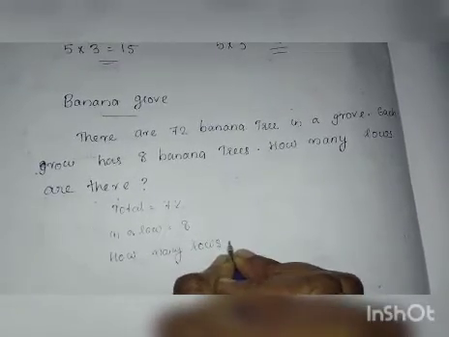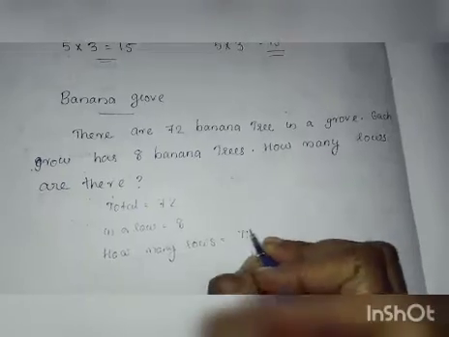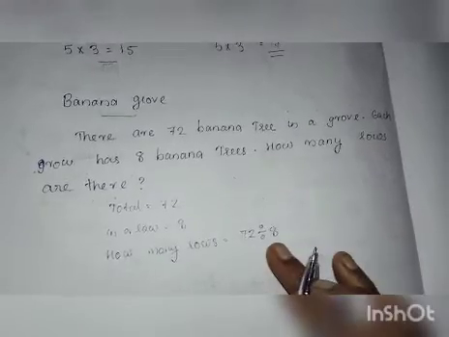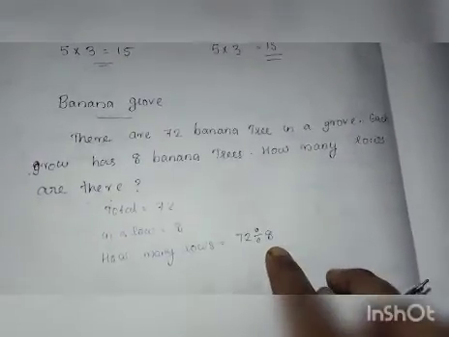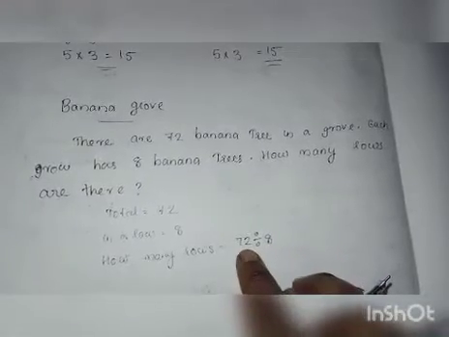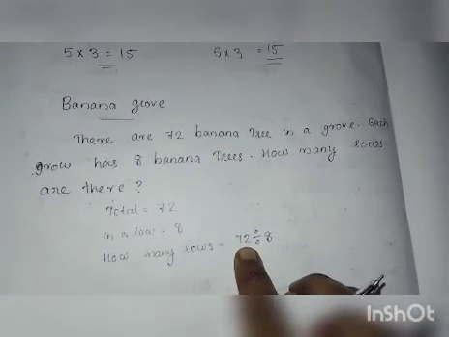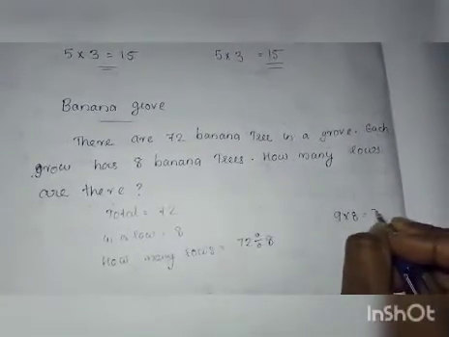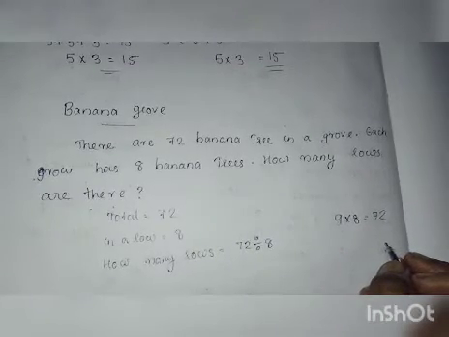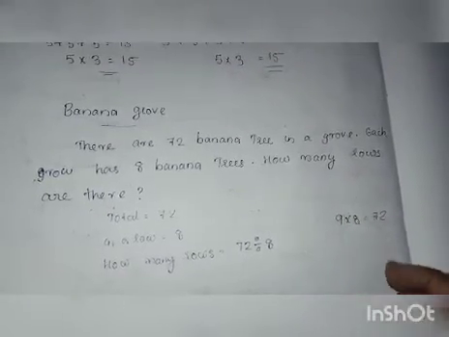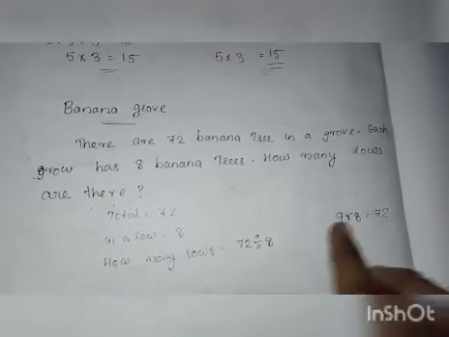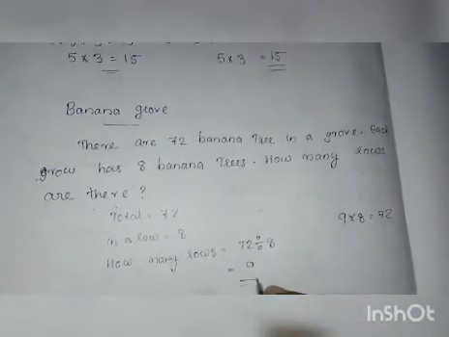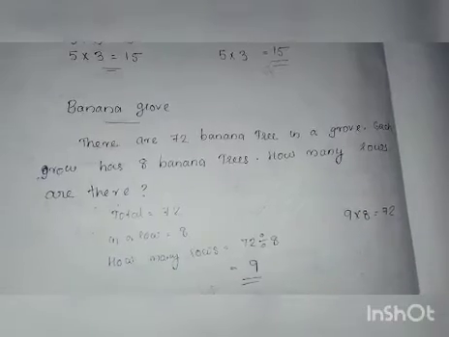By dividing 72 by 8, we get the result. That is 72 divided by 8. 72 divided by 8 means which number multiplied by 8 gives the result 72. We know that 9 into 8 is 72. So, here 8 is given. When we divide 72 by 8, we get 9. There are 9 rows in that grove.